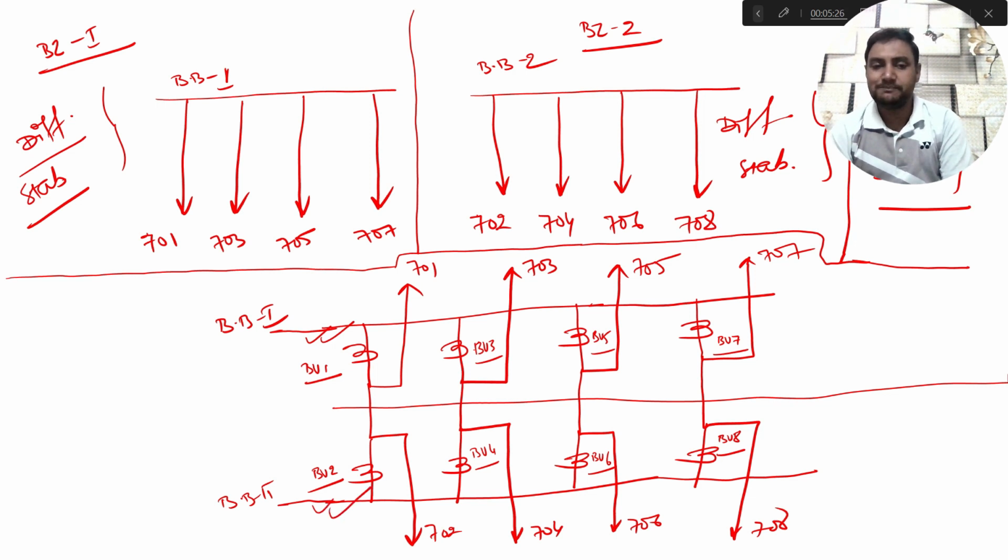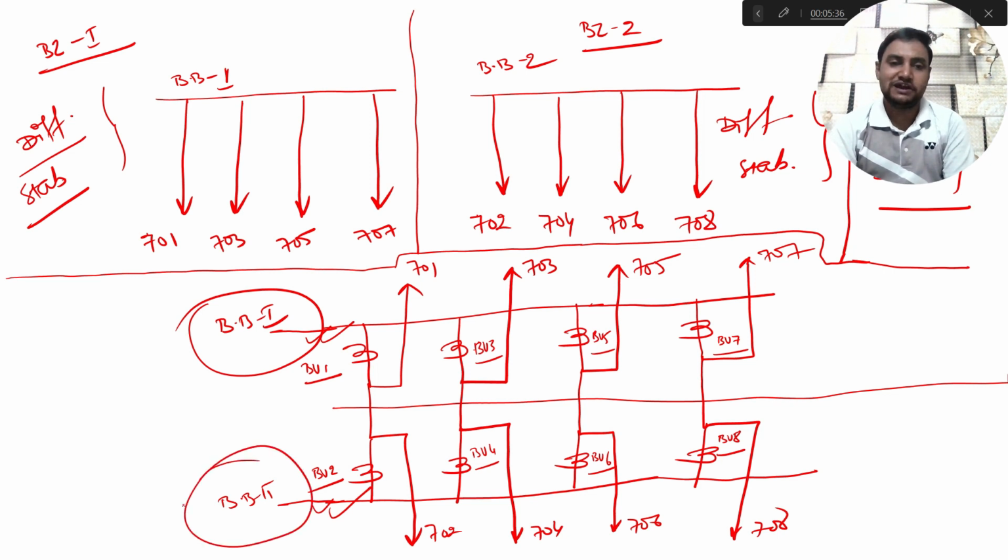In this particular example, the bays are connected to bus bar 1 as well as to bus bar 2. Now the bays which are connected to bus bar 1 are called, inside the relay, bus zone 1 or bus section 1.